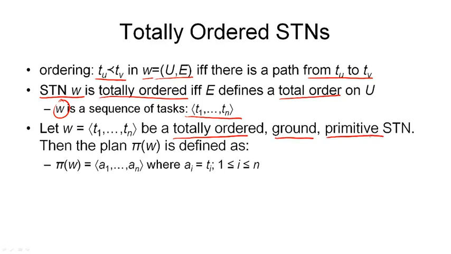And if we are given such a network described by the sequence T1 through Tn, then we can define the plan that accomplishes this task network by this function pi of W, and it is simply defined as the sequence of actions a1 through an, so it's the same length in the sequence, where each ai is the same as the ti. So the name is the same as the name of the task. In other words, each action accomplishes the task that is at the same position in the sequence of tasks in the task network.